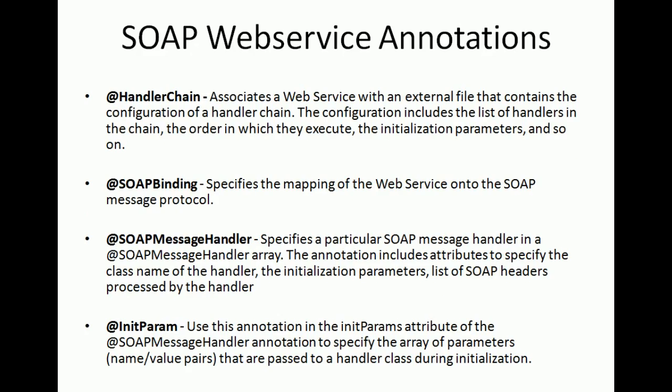It associates a web service with an external file that contains the configuration of the handler chain. The configuration includes the list of handlers in the chain, the order in which they execute, the initialization parameters, and so on. So we can have a clone of an XML. Maybe that XML may be useful for us for another chain. So we can use this same configuration, and for initializing the parameters, we use this handler chain. The best usage of a handler chain is we no need to recompile the code. Once we change this @HandlerChain, we can see the changes without the recompilation.